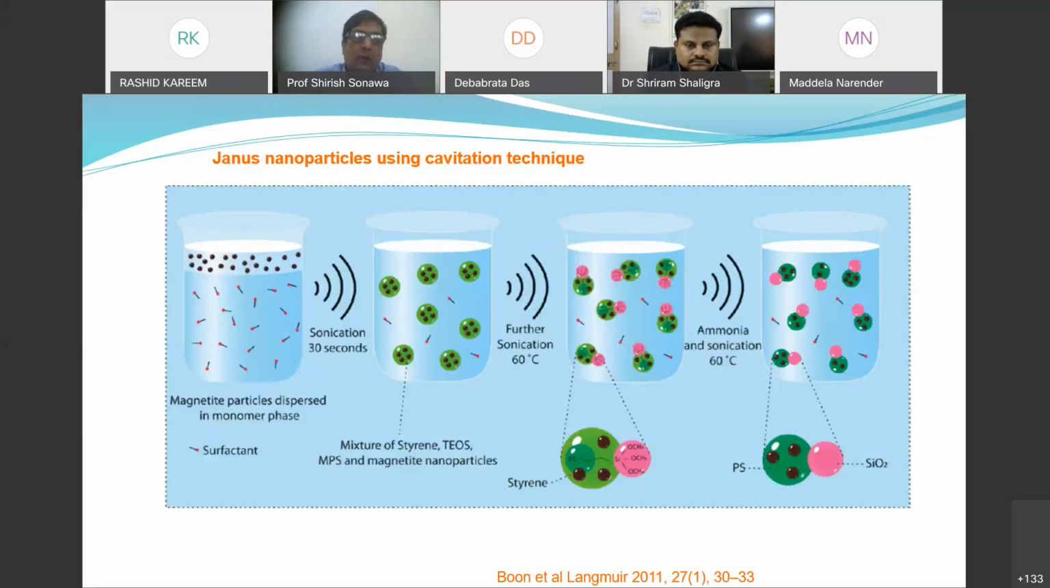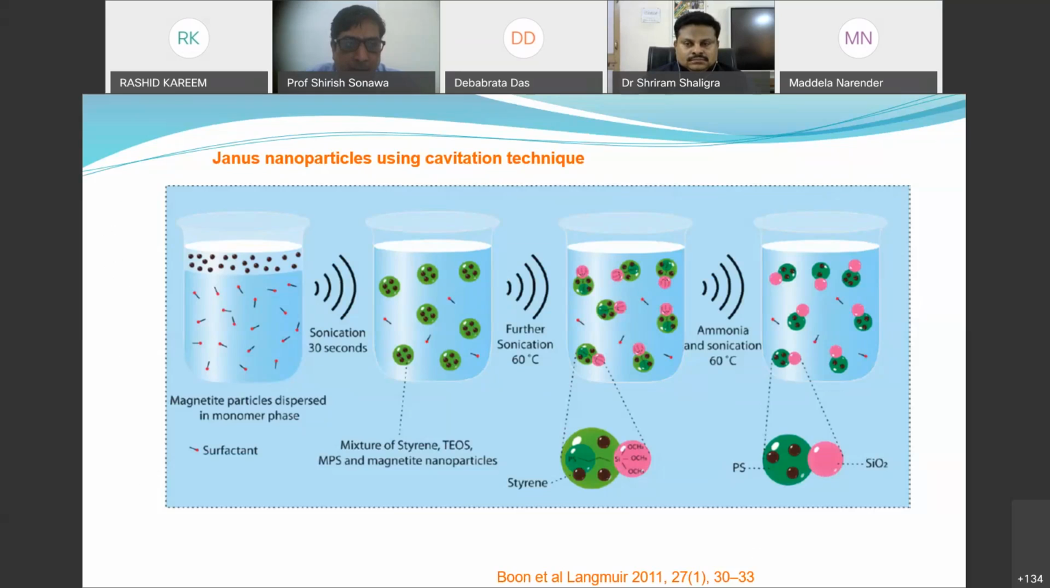Now I will give one more example, in addition to what we discussed earlier about polybutyl methacrylate. Let us take one more example, called Janus nanoparticles. The word Janus is taken from the Greek god who has two different faces within a single entity.